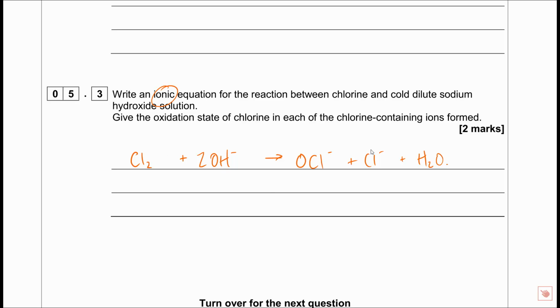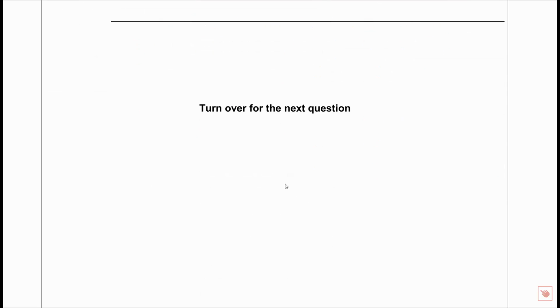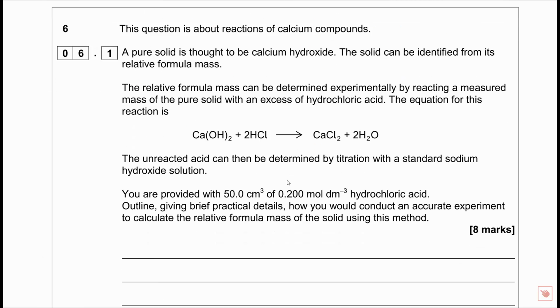And then give the oxidation state of chlorine in each of the chlorine containing ions formed. So it's going to be -1 and it's going to be +1 there. Easy. Next question. Question 6.